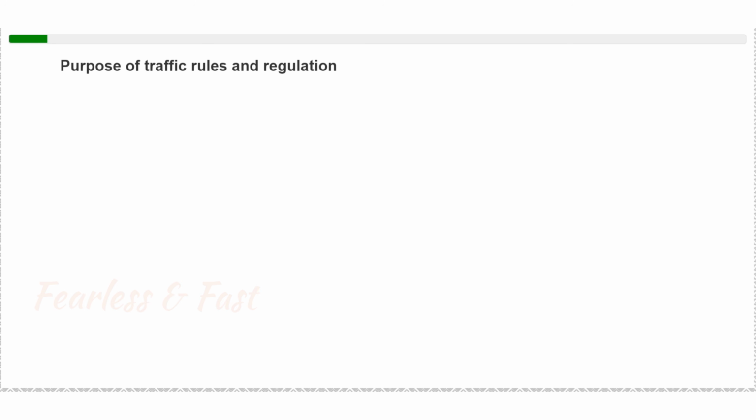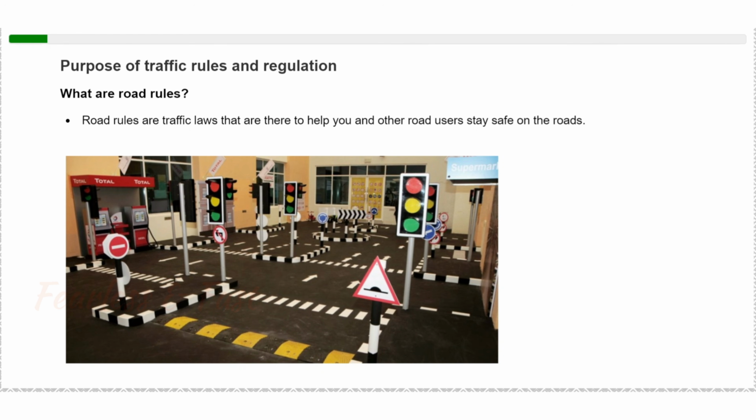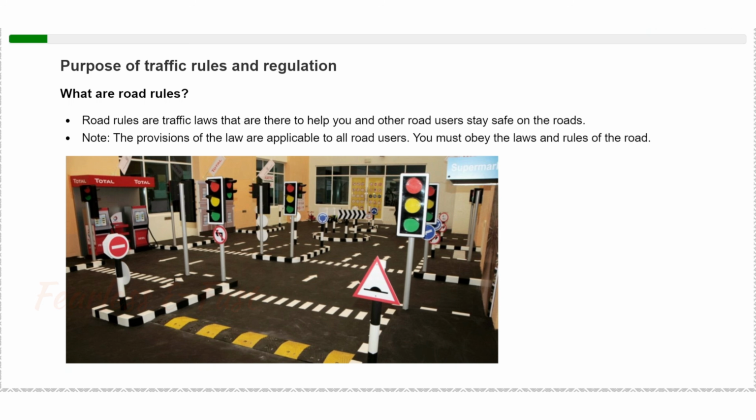Purpose of traffic rules and regulations. What are road rules? Road rules are traffic laws that are there to help you and other road users stay safe on the road. Note, the provisions of the law are applicable to all road users. You must obey the laws and rules of the road.